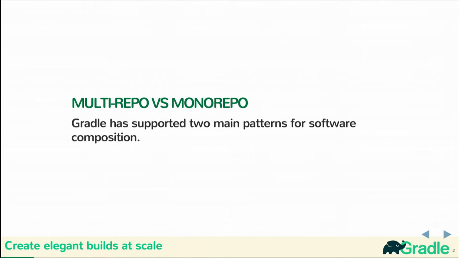So historically, Gradle has had two ways to kind of combine your projects together. You can have a mono-repo, or you can have a multi-repo. How many people in here would classify their kind of organization as a multi-repo organization? Okay. And how many would say that you're a mono-repo? And how many people don't know what either one of those are? Okay.